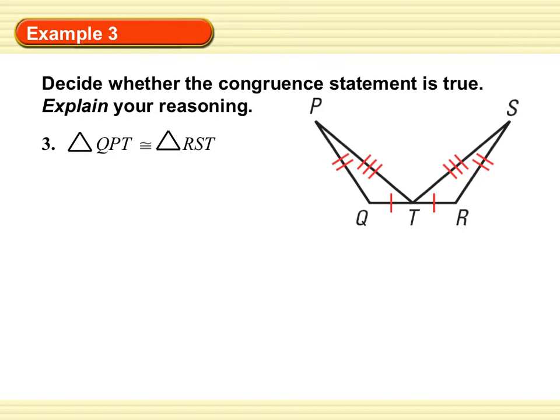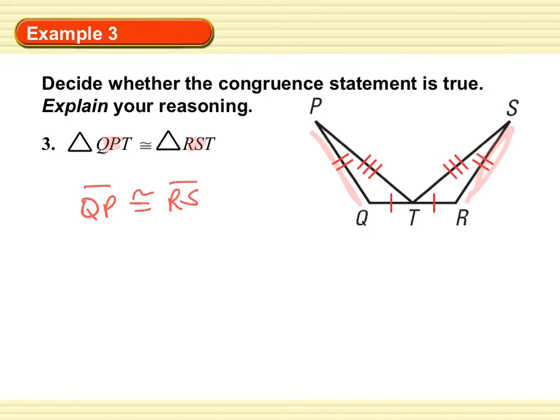Let's match QP. So the first 2 letters with the first 2 letters here. So QP is here, and it wants us to match it with RS. They both have 2 congruence marks, so that works. QP is congruent to RS.